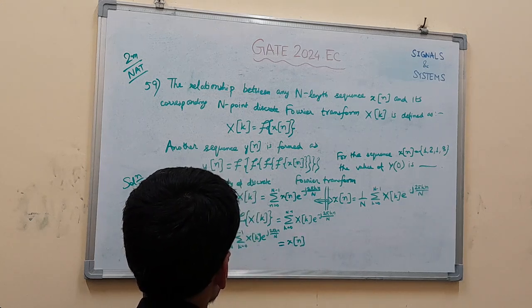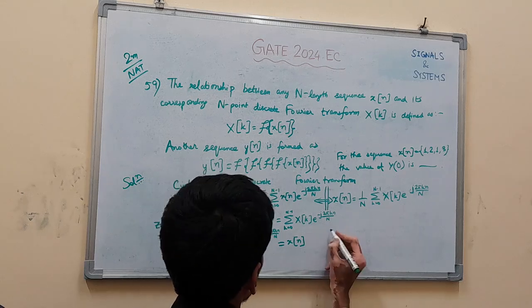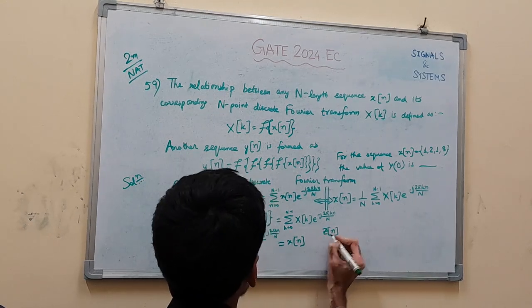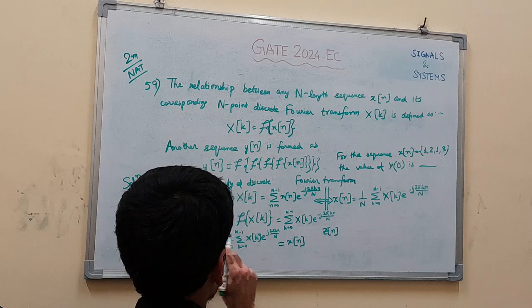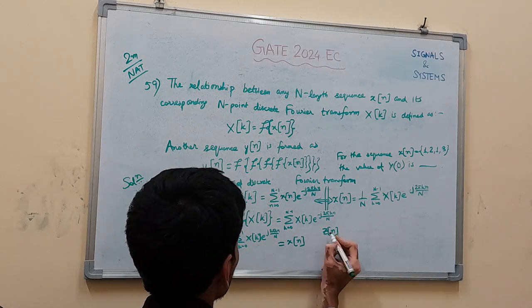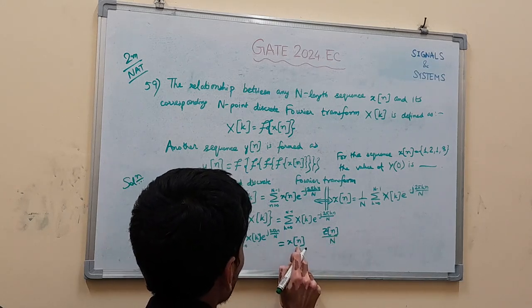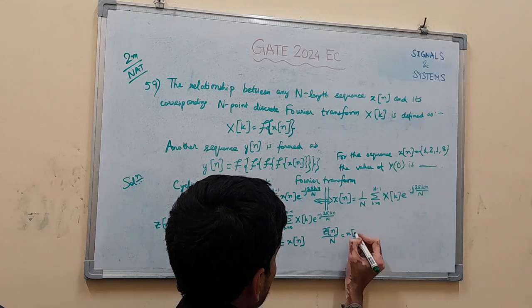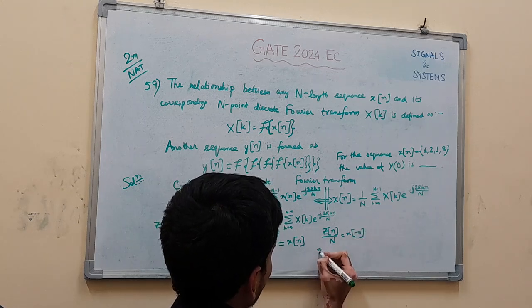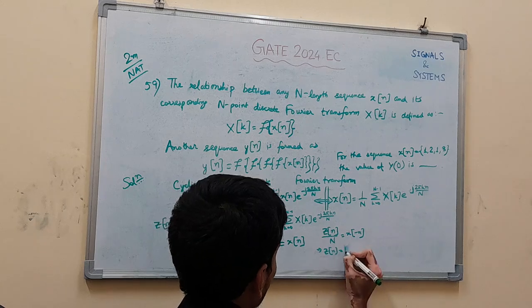So z of n, if we replace n by minus n again, z of n becomes z of minus n by n, and here x of n becomes x of minus n. Now taking n to that side we get z of n equal to n times x of minus n.